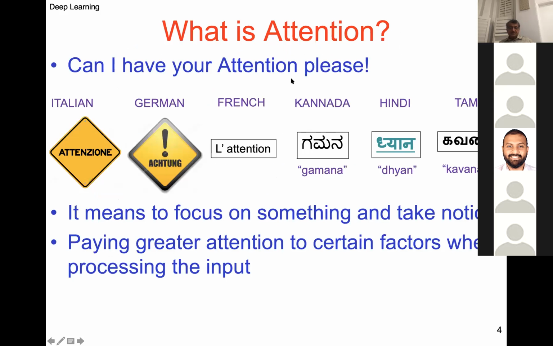All right, what is attention? All right, can I have your attention, please? In Italian, it says attenzione. In German, Achtung is attention. In French, l'attention. In Kannada, it's gamana. In Hindi, it is dhyan. In Tamil, it is kavanam. It means to focus on something and take notice. The word attention comes from that. Paying greater attention to certain factors when processing the input. That's the idea of attention.